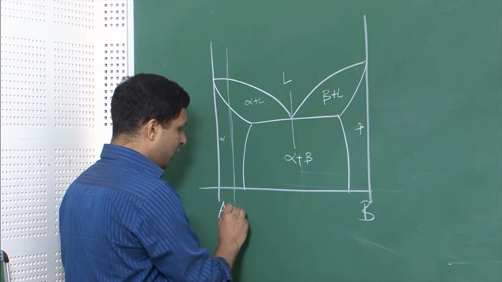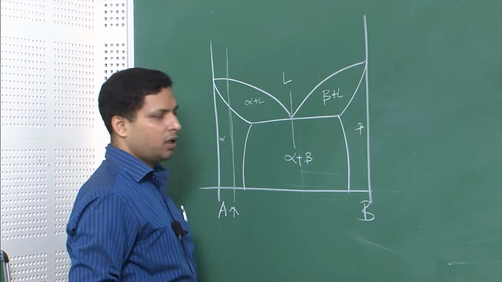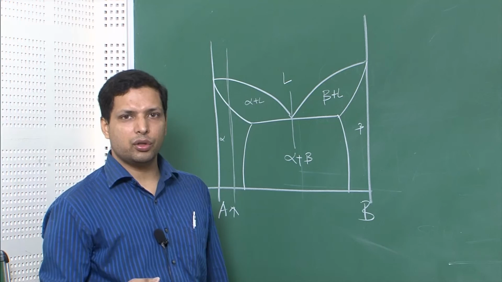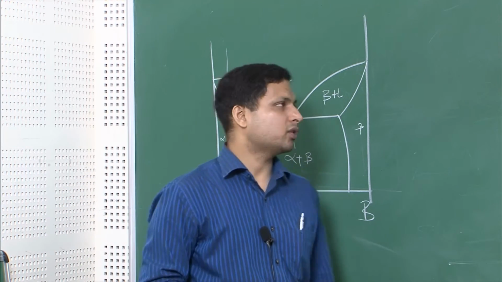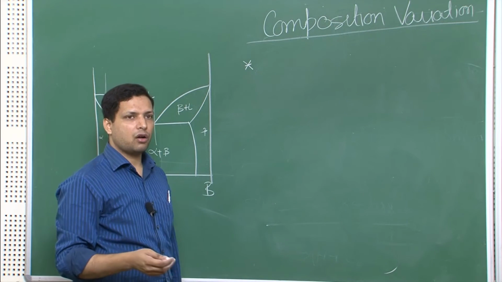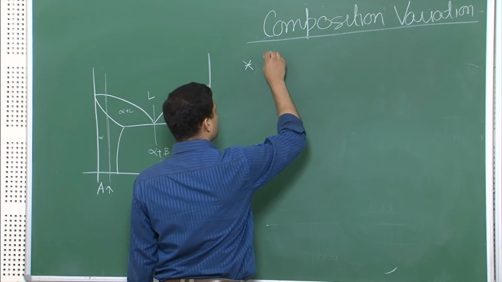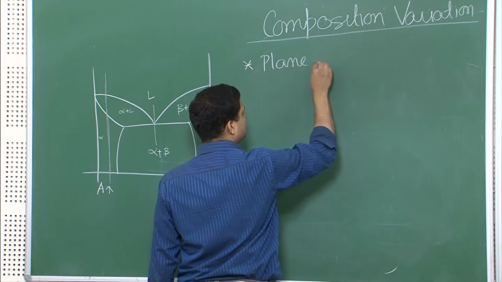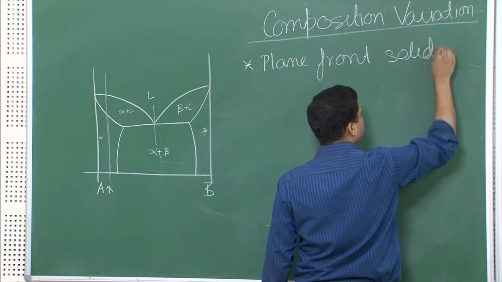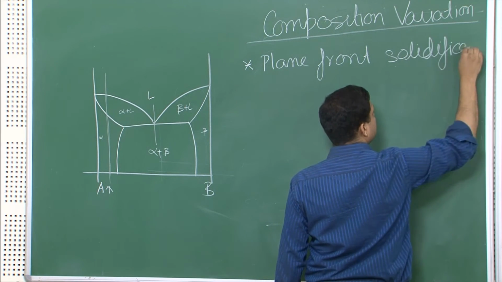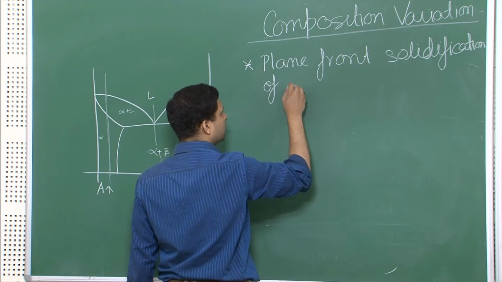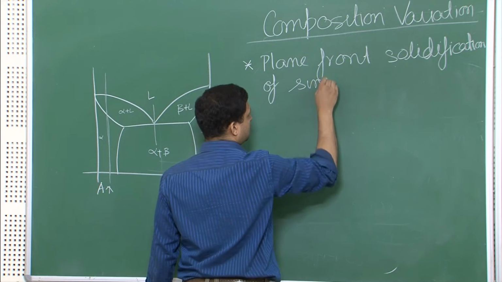Now even for this single phase that we get, there can be some complications, or let us not say complications, but there can be variations. One would be where you have plane front solidification. So let me define the overall broad class of composition variation that we will be discussing. So plane front solidification of single phase.